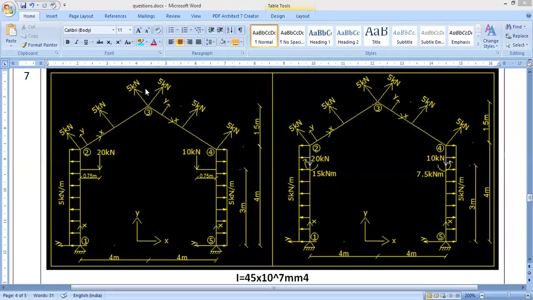Also, you can see one thing: this column and this beam are a mirror image of these two beams and this column. This is symmetry; the problem is a symmetric case. So these two are the mirror image of these two. Let's see how to deal with this problem using Staad Pro.